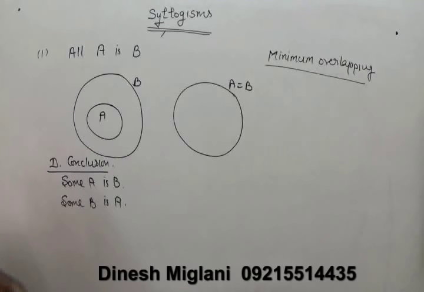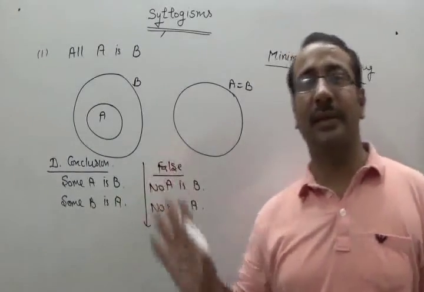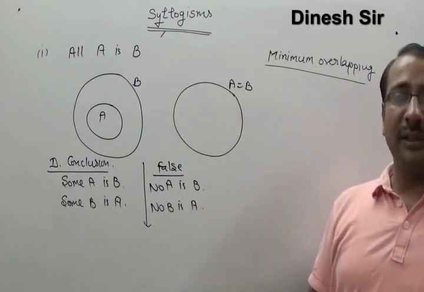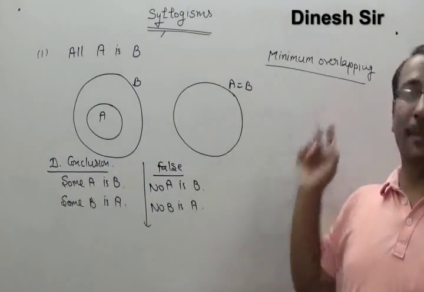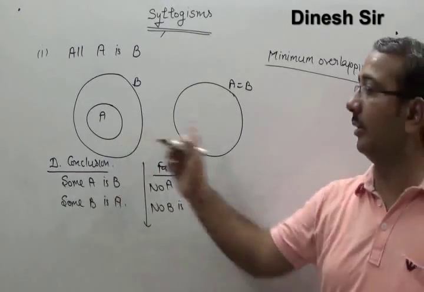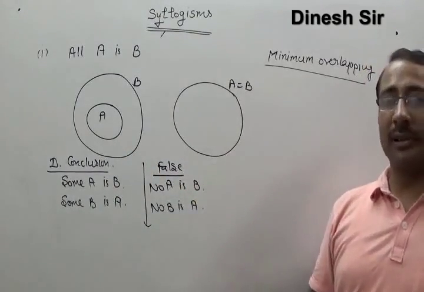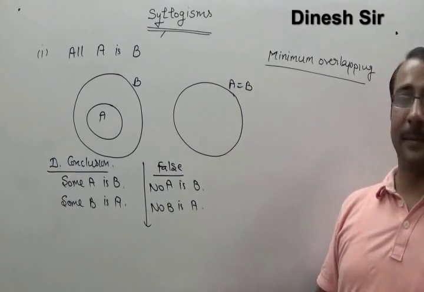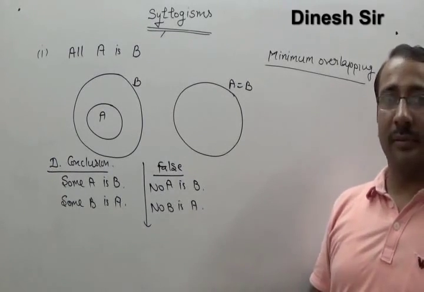Similarly, I cannot say no B is A. These are definitely false if I say all A is B. These two conclusions are definitely false and these two conclusions are definitely right. Every time we use the principle of minimum overlapping, and these are the different representations that I can make from the statement all A is B. I hope it's clear, right?